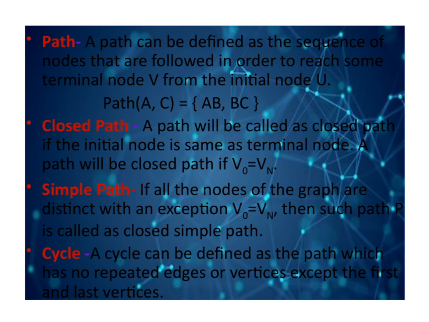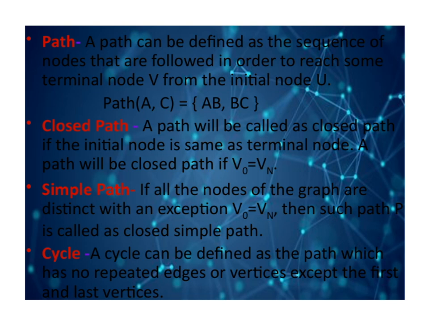This concept is important because it helps us identify cycles and loops within the graph. Speaking of cycles, a cycle is a path with a unique property. It has no repeated edges or vertices, except for the first and last vertices, which are the same. This means once you complete the cycle, you return to your starting point without retracing any steps along the way. Understanding these concepts, paths, closed paths, and cycles, is fundamental to grasping how graphs work, especially in analyzing networks, routes, or relationships within a system.